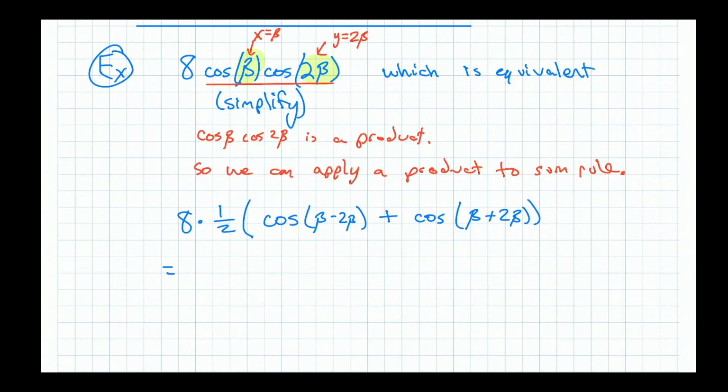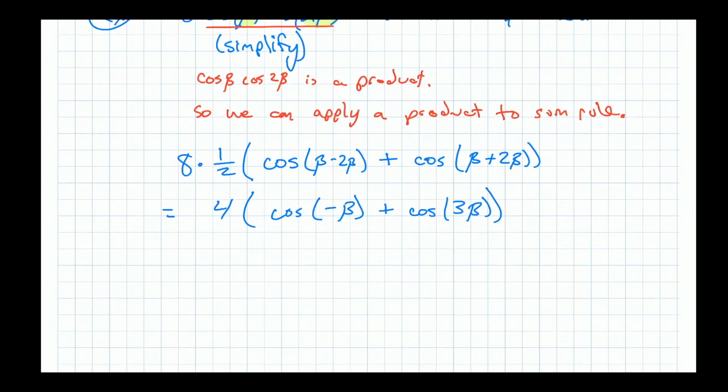So what do we get? We get 4, first of all. And then cosine of beta minus 2 beta is negative beta, plus cosine of beta plus 2 beta. Well, beta plus 2 beta is going to be 3 beta. What else can we do? Well, there's not a lot left to do, but one thing that they've been doing to you, so hopefully you're used to it now, is the even and odd identities. There's a minus in here right now, but you should remember that cosine of any negative theta is just cosine of positive theta.